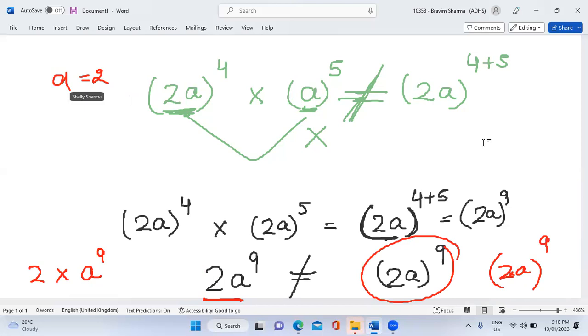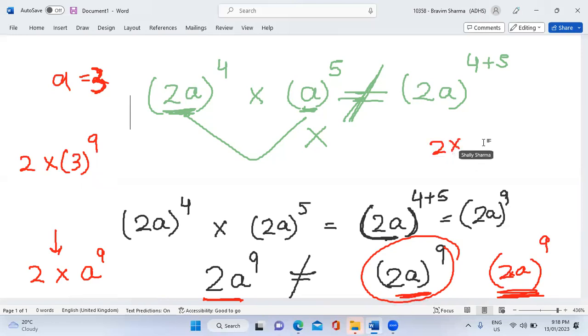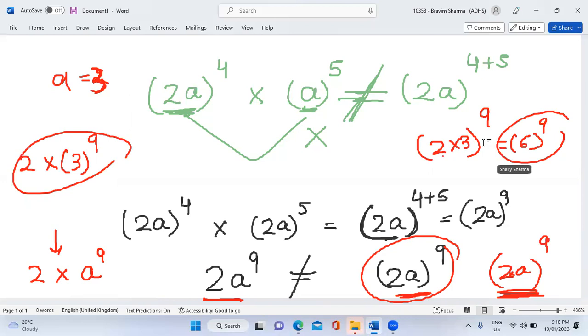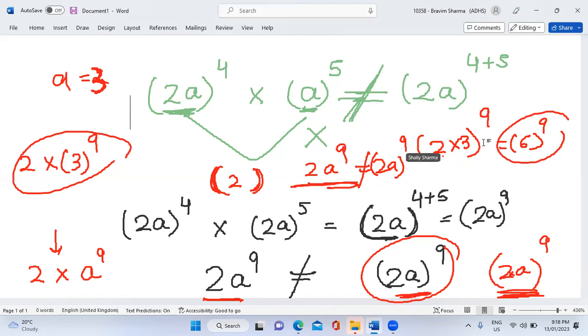So in the first case, let's take a as 3. If it is 3, it will be 2 times 3 to the power of 9. And here if you solve (2a) to the power of 9, its meaning is 2 first multiplied by 3 and then raised to the power of 9. So here it is 6 to the power of 9. So these two terms are different. So always remember, if you have more than one term in multiplication in a base, please always use brackets. Don't write 2a^9, because this is not equal to (2a) raised to the power of 9.